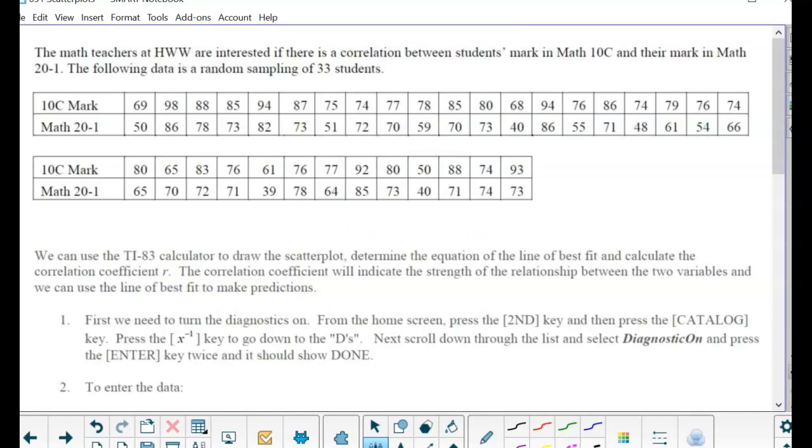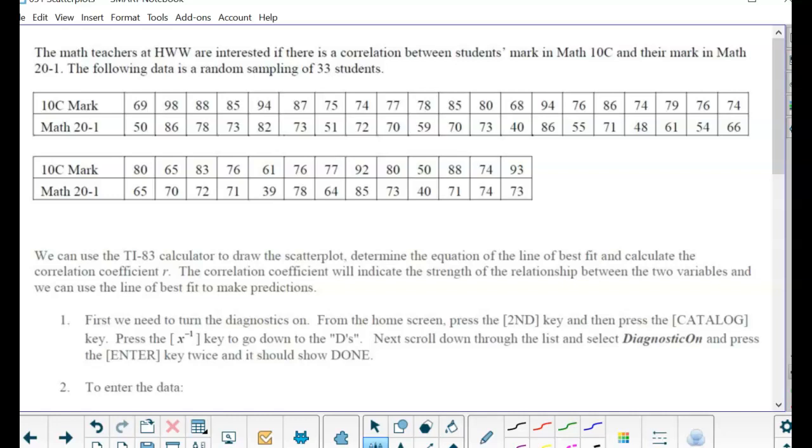Okay, so now we're going to do some work. It says the math teachers at Henry Wisewood are interested to know if there is a correlation between students' mark in 10C and their mark in 20-1. Following data is a random sampling of 33 students. Okay, so 10C mark, 20-1 mark. We can use the TI-83 calculator to draw the scatter plot, determine the equation of the line of best fit, and calculate the correlation coefficient R. What is that? Well, the correlation coefficient will indicate the strength of the relationship between the two variables, and we can use the line of best fit to make predictions.